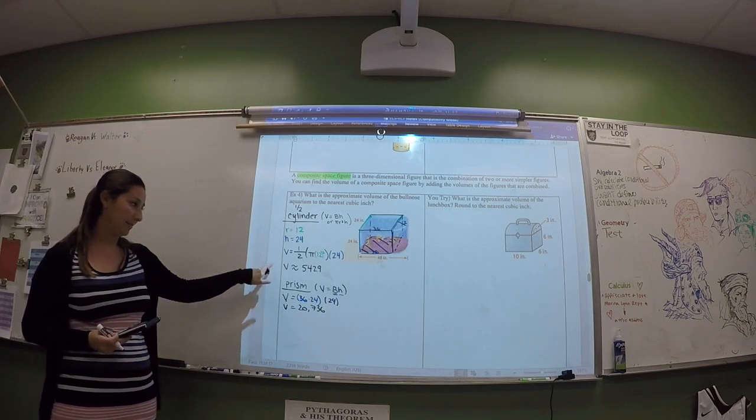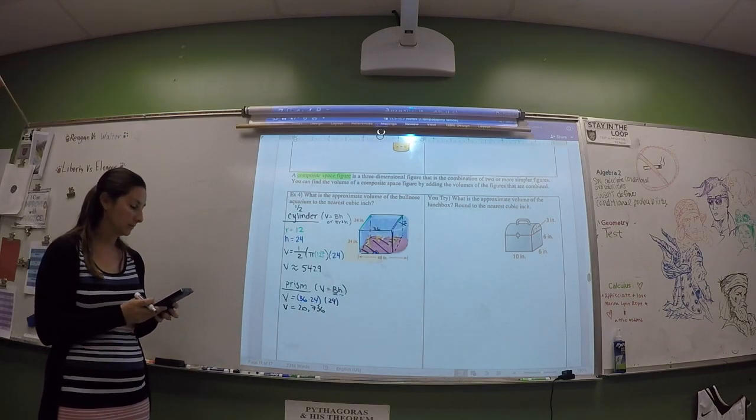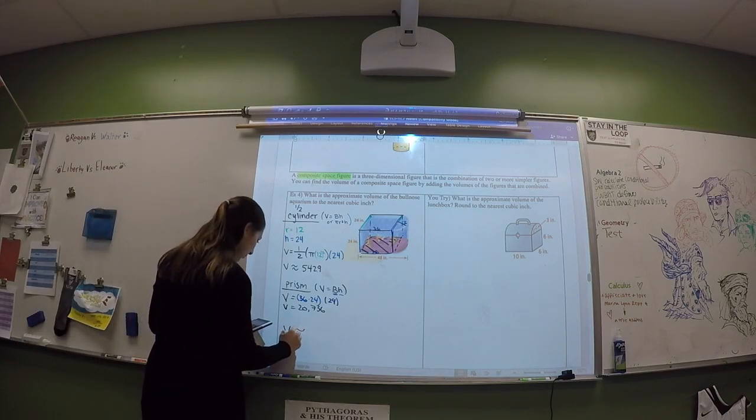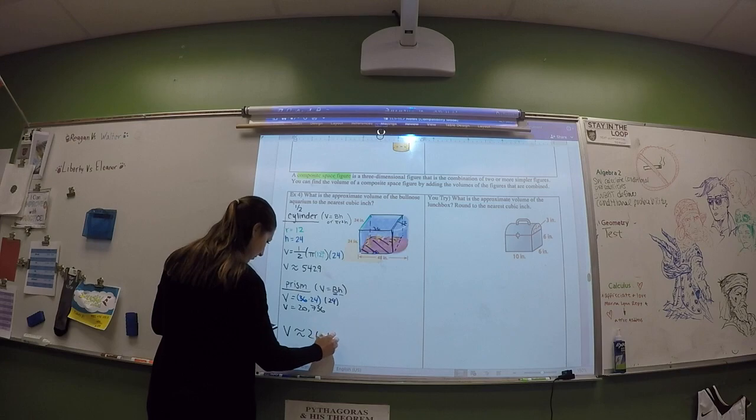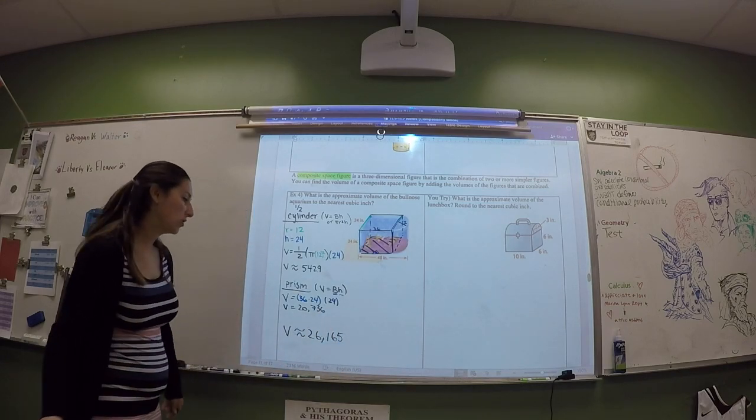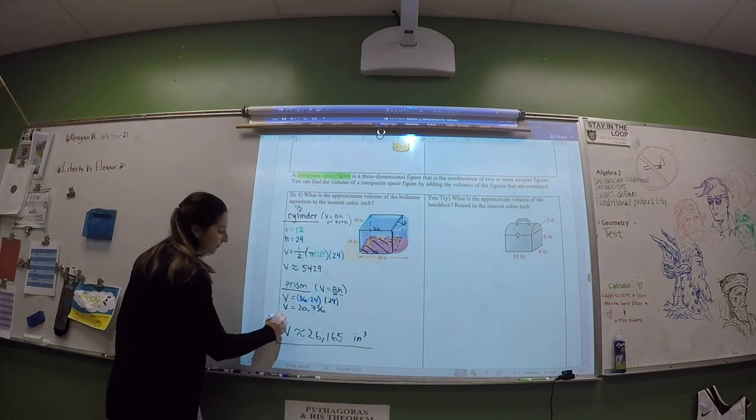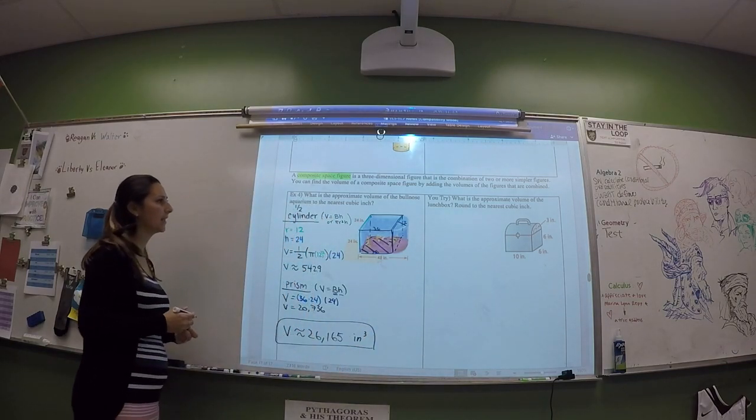Okay, now we're just gonna take the prism and the cylinder and add them. So the volume of the figure is approximately 26,165 cubic inches.